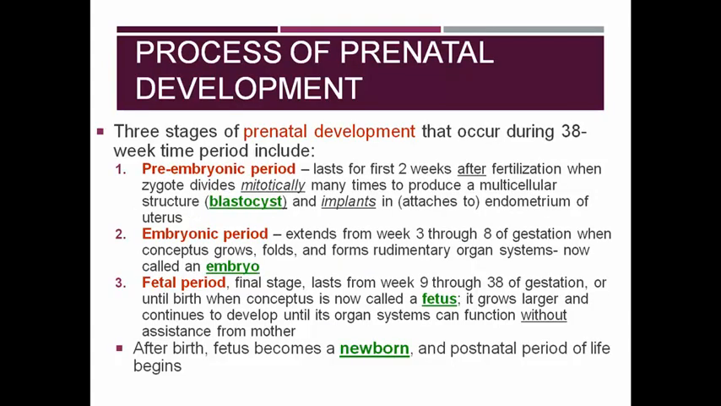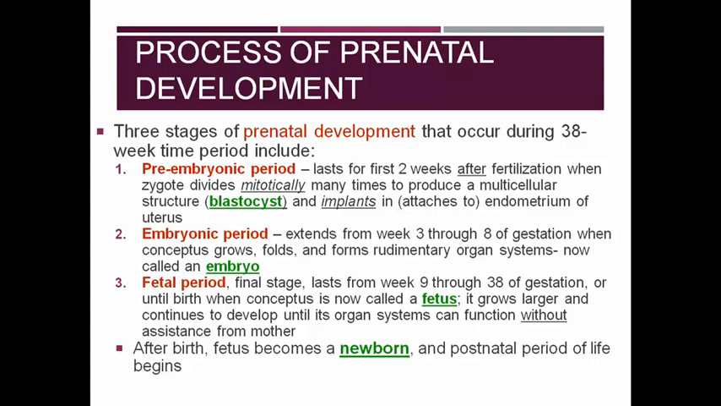As far as prenatal development, in the 38-week time period on average, which is the gestation for the human, you have three different stages. You have the pre-embryonic period that lasts from the moment of conception to 2 weeks after fertilization of the zygote. Here the zygote is multiplying over and over mitotically, producing a multicellular structure known as the blastocyst. It is this blastocyst that implants in the wall of the uterus within the stratum functionalis of the endometrial layer.